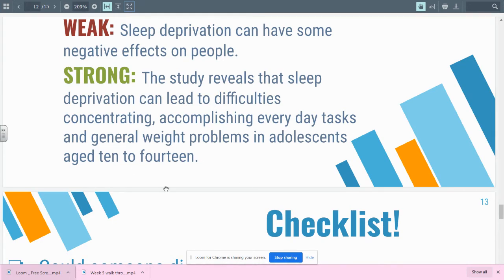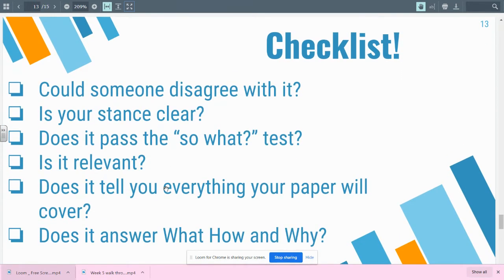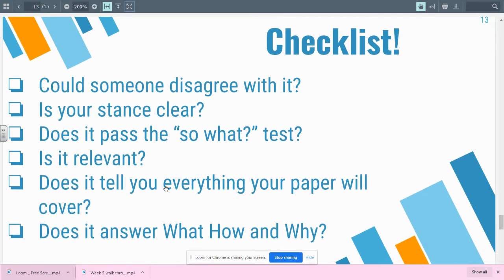That's it. So I posted this PowerPoint for you guys, so you can use this checklist when you're writing your thesis as we go on to the next activity. So, can someone disagree with it? Is your stance clear? When I say stance, I mean opinion or position.